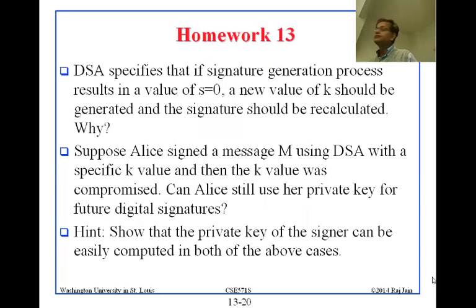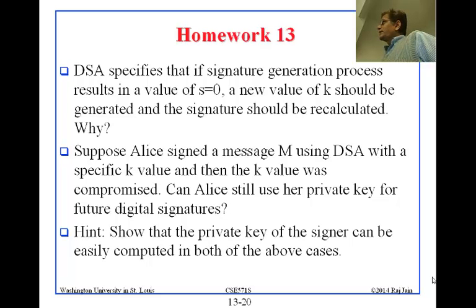Homework 13. If you get s equal to 0, a new value of k should be generated. The question is why. You should just go back and see what happens if you have s equal to 0. Then what becomes very easy? Suppose Alice signed a message M using DSA with a specific value of k, and then the k value was compromised. So somebody found out k. Can Alice use her private key for future digital signatures?